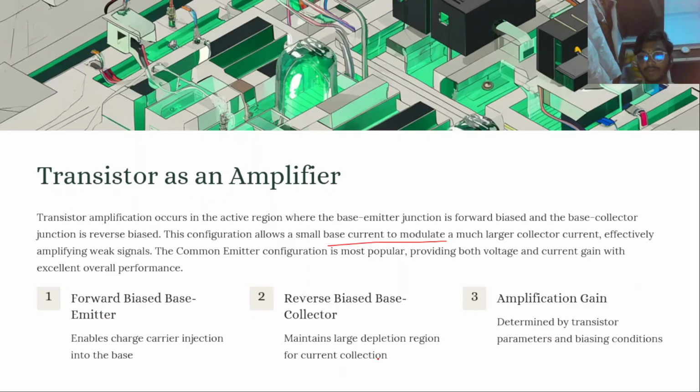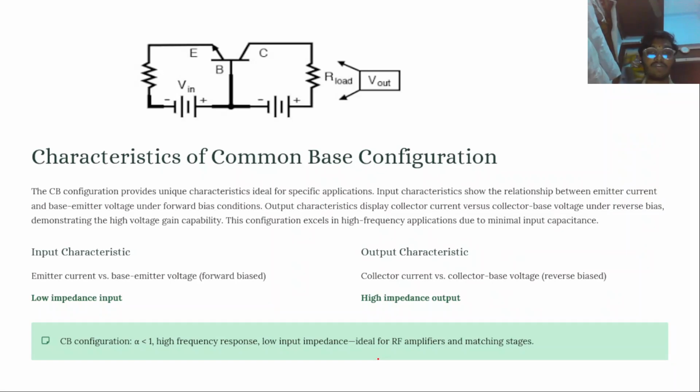Next, characteristics of common base configuration. See this: input characteristics and output characteristics. Input characteristics are plotted between emitter current versus base voltage. Next, output characteristics are collector current versus collector base voltage. See this: input characteristic consists of low impedance and output characteristic consists of high impedance.